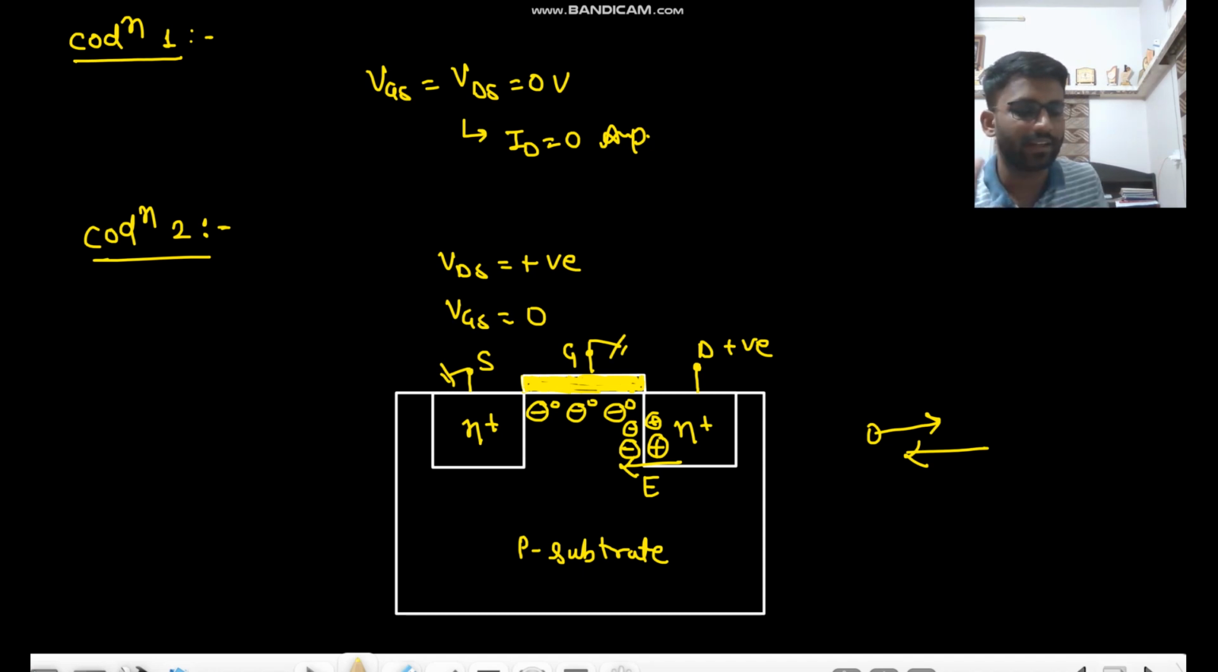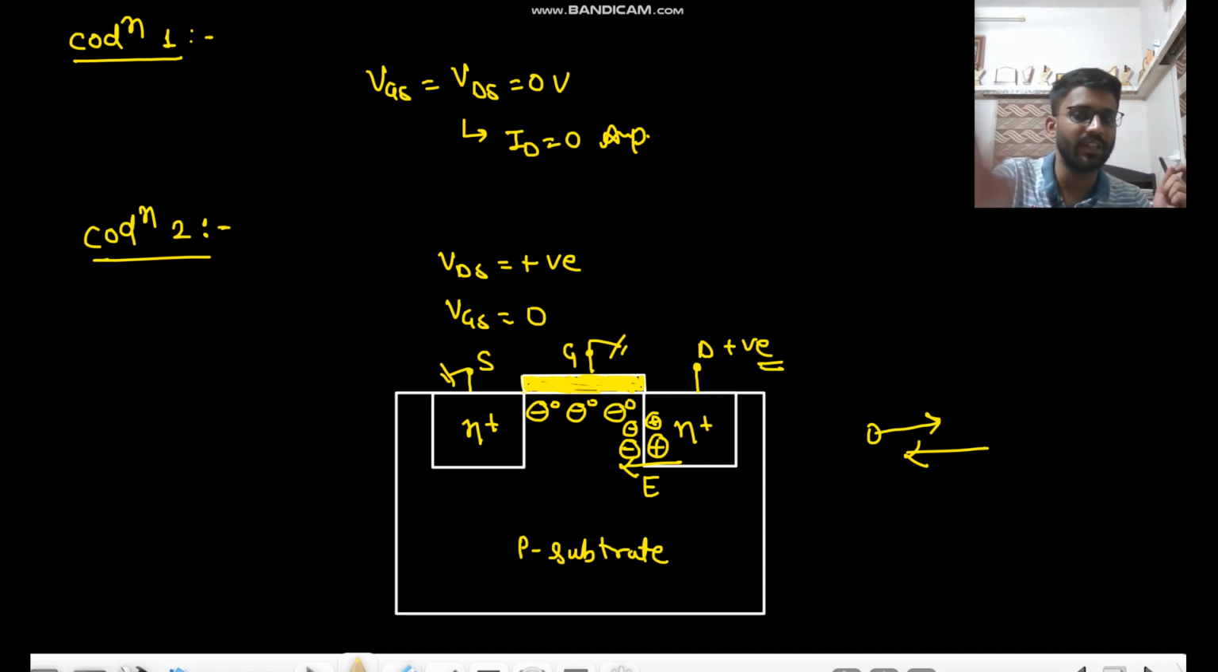The hole is being attracted by the electric field, but we have a positive voltage at the drain. We are taking the same condition that we took in the depletion type MOSFET: VDS positive and VGS equal to 0. In depletion type MOSFET, we already had the N channel, right? In the N channel, the majority charge carriers are electrons. The electrons were first attracted by the electric field, then at the drain we had a positive voltage, so that positive voltage could attract the electrons and the current was flowing. This was the case of depletion type.